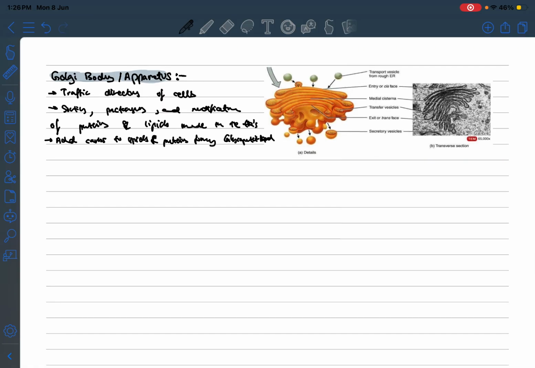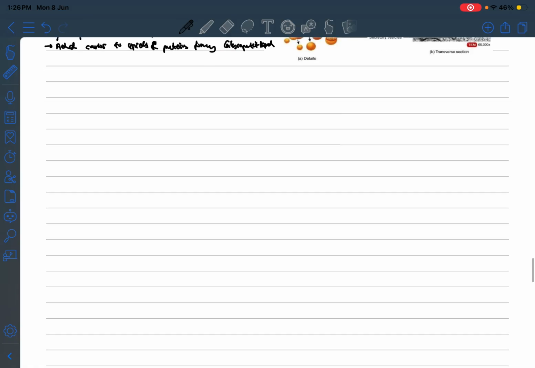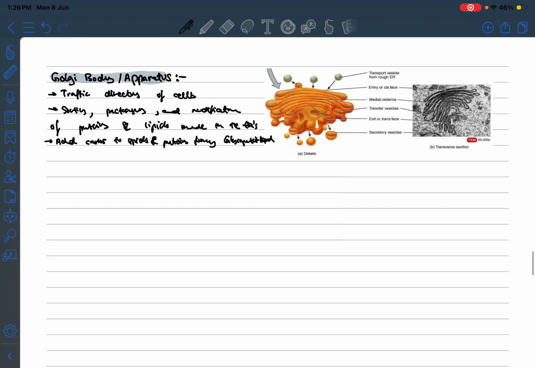Let's now move on to the lysosomes. Now for this, the image isn't really super clear, but I'm still going to add it anyway, just so you have an idea. Let me just write it down first.